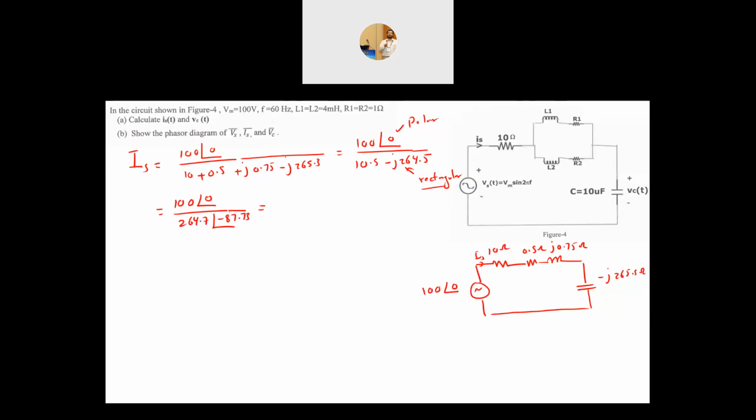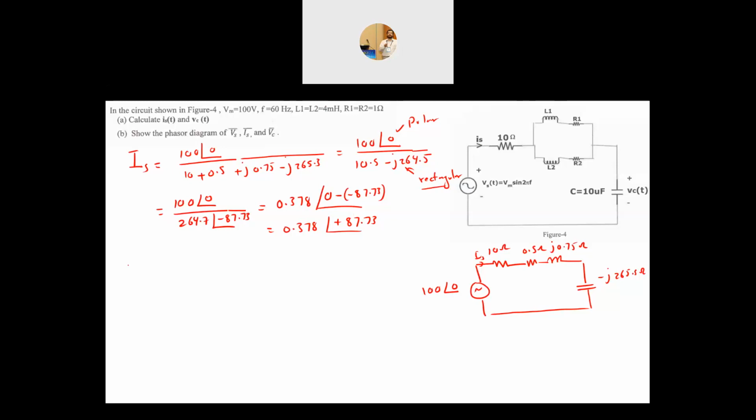So it's 100 over 264.7. This is 0.378. And for the angle, we subtract: 0 minus minus 87.73, and this equals 0.378 angle of plus 87.73. That is basically your current.